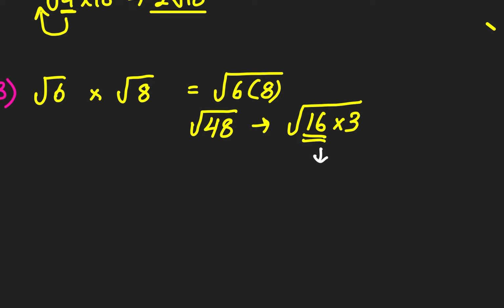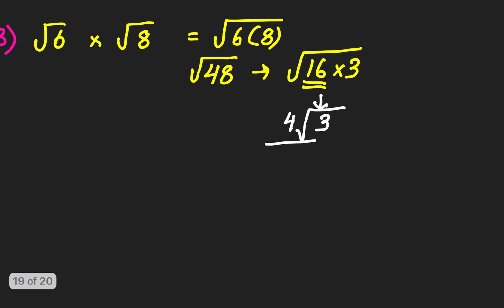So with this, we can use root 16. Root 16 is simply the value of 4. So we're eligible to push 4 outside the root and create our simplest form of root. So that's 4 root 3. Now we have 4 root 3. This is our utmost simplified root form.